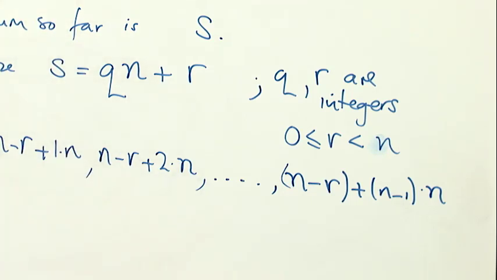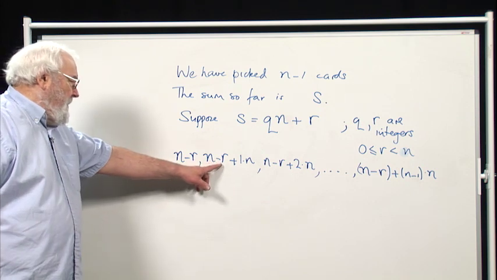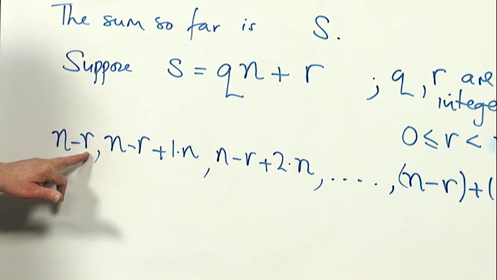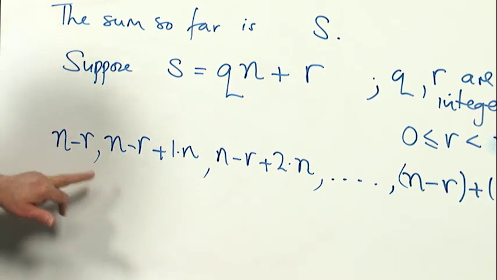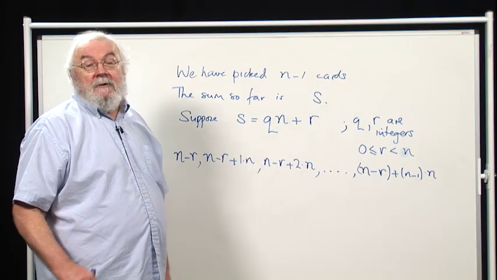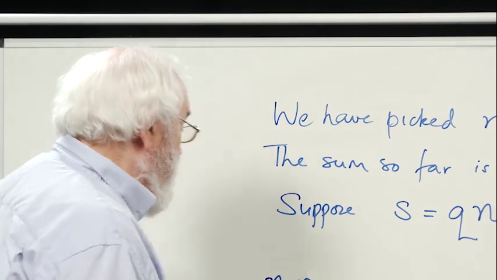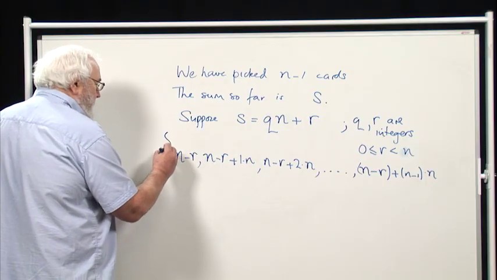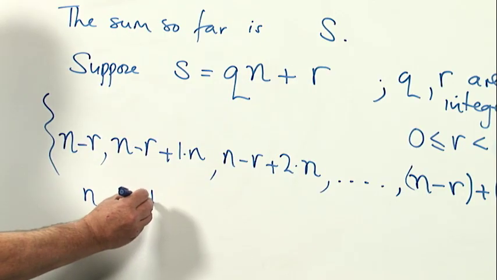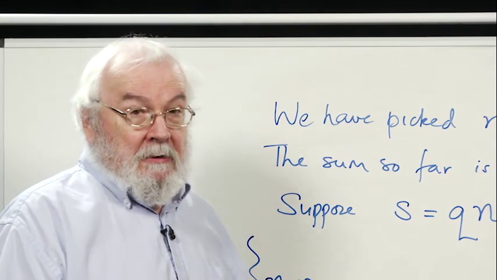How many numbers have we got here? Well, it's the multipliers that give it to us. We've got 1 and 2. Back here there was really a 0 times n, and we go up to n minus 1 times n. So we're really counting the numbers from 0 up to n minus 1, and there are n of those. So here we have n numbers, and they're all n minus r plus a multiple of n.